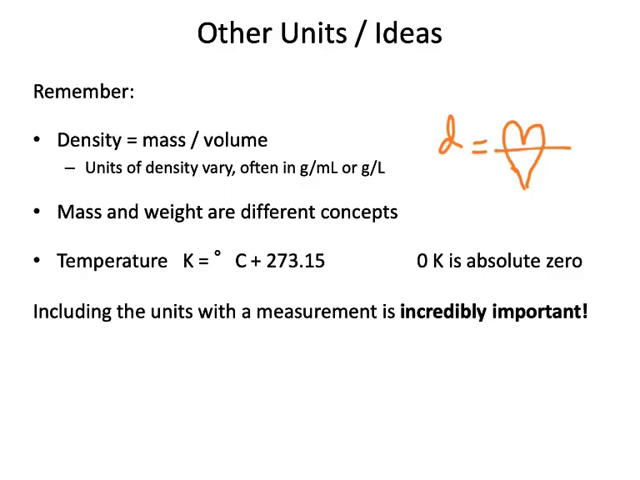Then we also need to think about temperature. We use Celsius a lot in chemistry. We also use Kelvin, and they're interconverted by adding or subtracting 273.15. You cannot go lower than 0 Kelvin. And you can convert from Fahrenheit or to Fahrenheit if you need to. Generally, we just try to keep it all in Celsius when we're doing science.